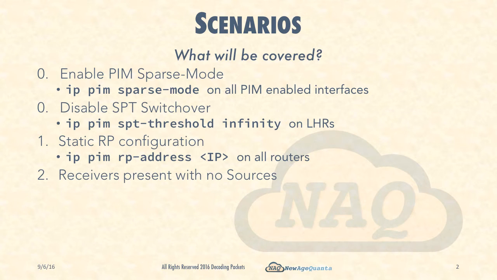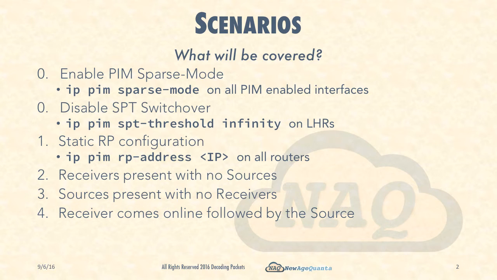We'll talk about receivers that are present, but no sources. So there are some receivers that, using IGMP, have registered themselves with the last hop routers, but no sources are yet online for those particular groups, and we'll see how the tree manifests itself. We'll do exactly the opposite of this scenario, where there are sources that are sending feeds to the first hop routers, but no receivers have registered anywhere else in the network.